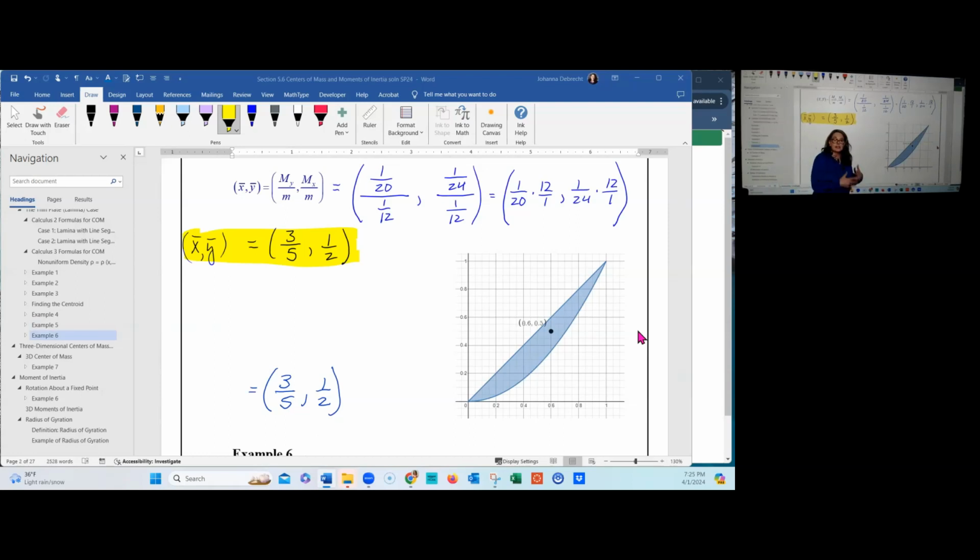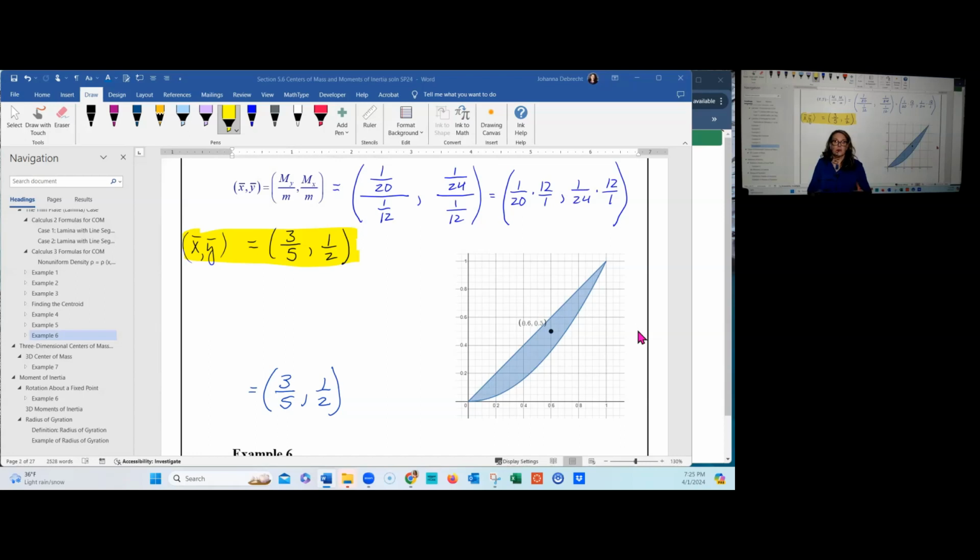Given that the density is not constant, that it's increasing linearly with x, we would expect the center of mass to be shifted from the centroid towards increasing x. And in fact, it is. You can see it's right here. So the next thing I'm going to ask you is to find the centroid.